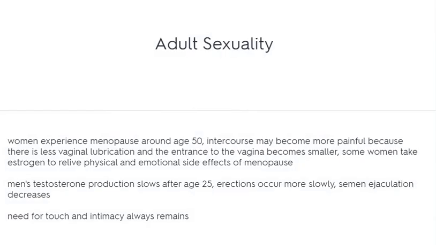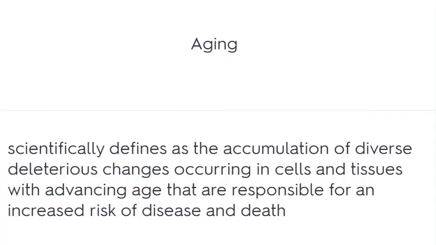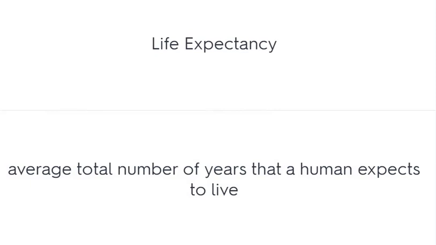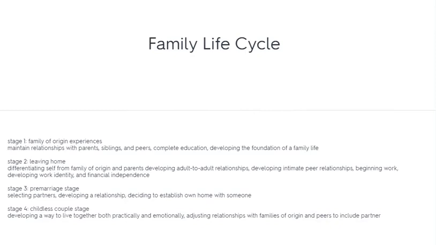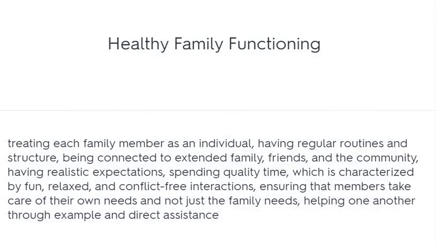Adult sexuality. Aging. Scientifically defined as the accumulation of diverse deleterious changes occurring in cells and tissues with advancing age that are responsible for an increased risk of disease and death. Life expectancy, average total number of years that a human expects to live. Family life cycle. Healthy family functioning.